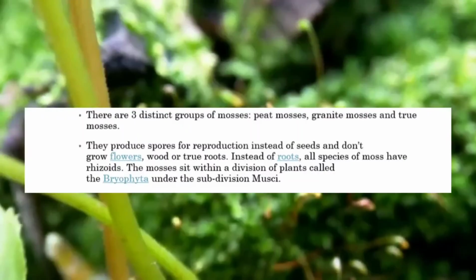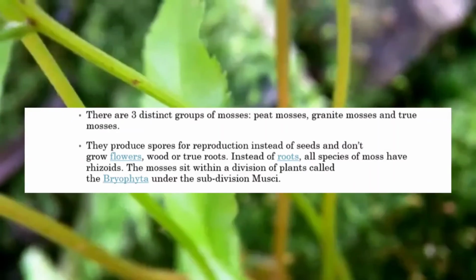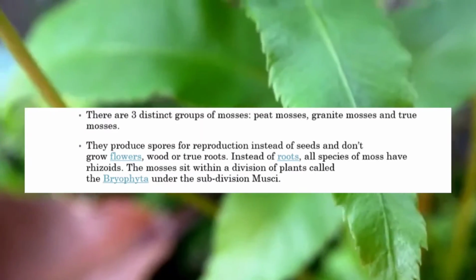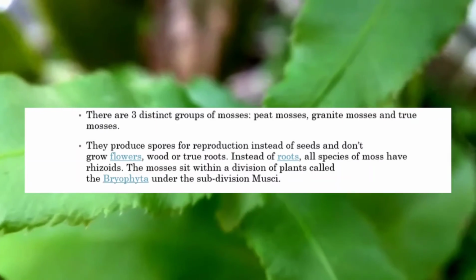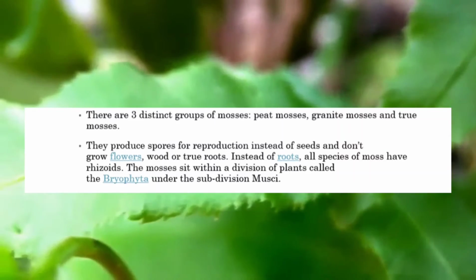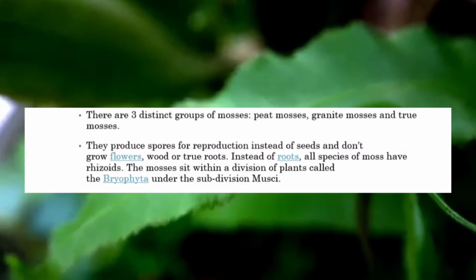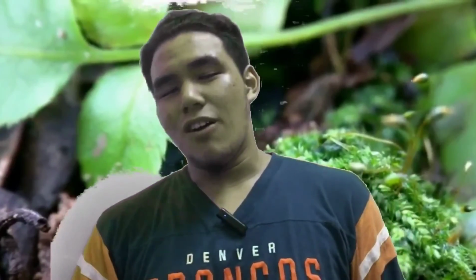When we talk about mosses, I guess you guys are already familiar with the mosses you see in your environments. Let me explain a little bit so you have good knowledge about mosses. Mosses produce spores for reproduction instead of seeds like other plants, and don't grow flowers, wood, or true roots. They just form green mats, like I say, in the forest. All species of moss have rhizoids. Mosses sit within a division of plants called the bryophytes, under the subdivision Musci. So you guys have already learned three different bryophytes.